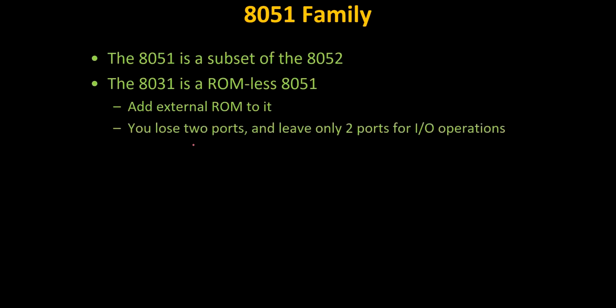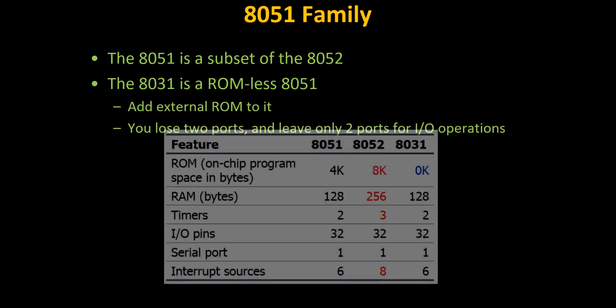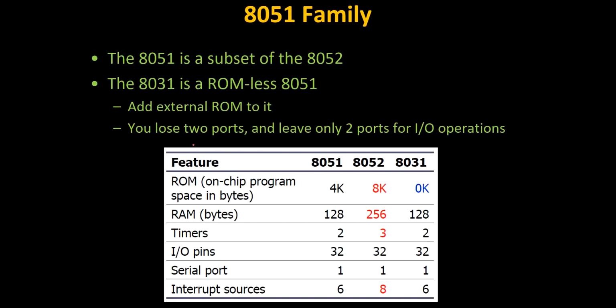In 8051 we have many families, subsets of 8051: 8052 and 8031. 8031 is a ROM-less 8051. We can add an external ROM to the 8031. Here we lose 2 ports and leave only 2 ports for I/O operations. So now the differences between 8051, 8052 and 8031.